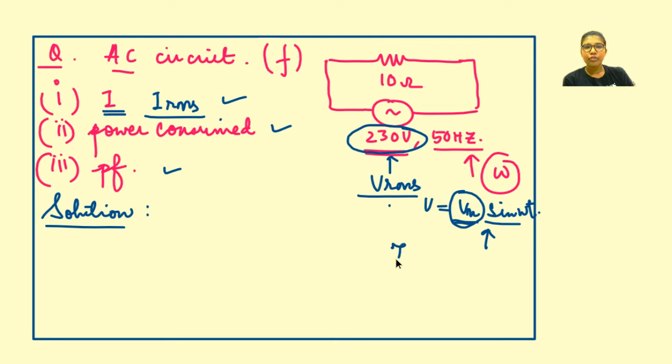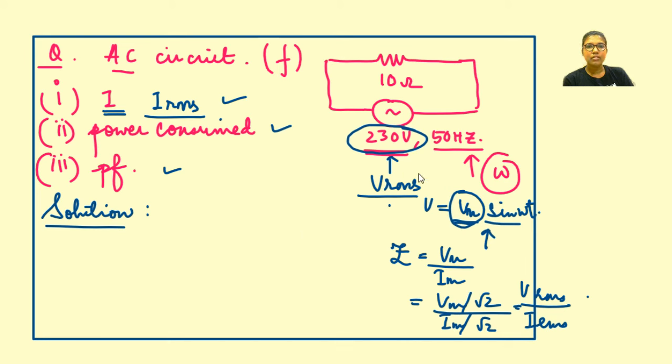Earlier, how did you figure out this impedance? Impedance is given as Vm upon Im. Now if I make it Vm upon root 2 upon Im upon root 2, will I not get VRMS upon IRMS? So these are the RMS values.